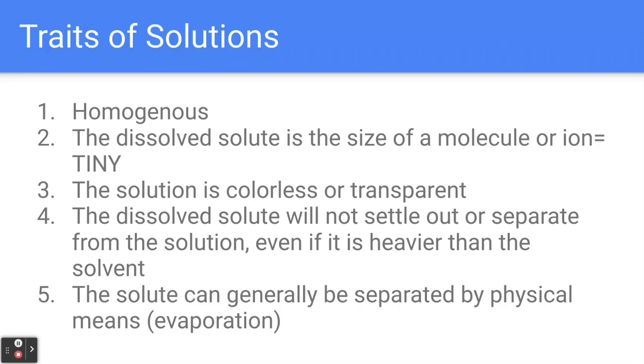And then the solute can generally be separated by physical means. Usually, if we want to try to get something out of a water solution, we're going to have to boil all that water off until we're left with whatever's dissolved inside of it. We can separate out a solid with filtering, but then if we wanted to get the aqueous ions out of the water, we'd have to boil off that water.